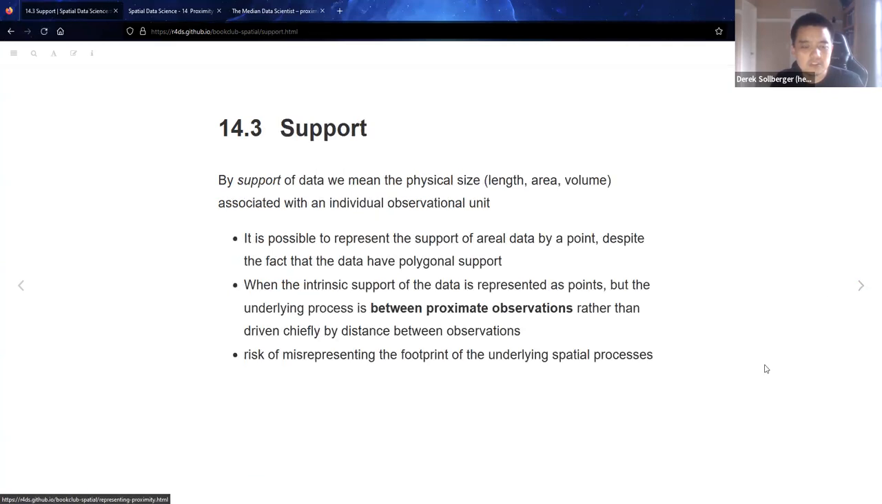From there, the textbook authors defined a few more terms. I'll read this fairly quickly. By support of data, we mean the physical size, whether it might be length, area, or volume, associated with an individual observational unit. It is possible to represent the support of areal data by a point, despite the fact that the data have polygonal support. This is when the intrinsic support of the data is represented as points, but the underlying process is between proximate observations rather than driven chiefly by distance.